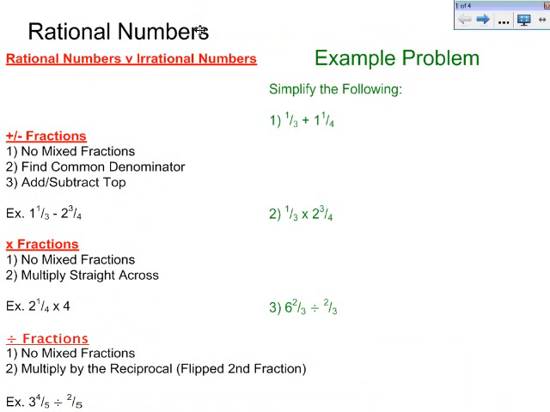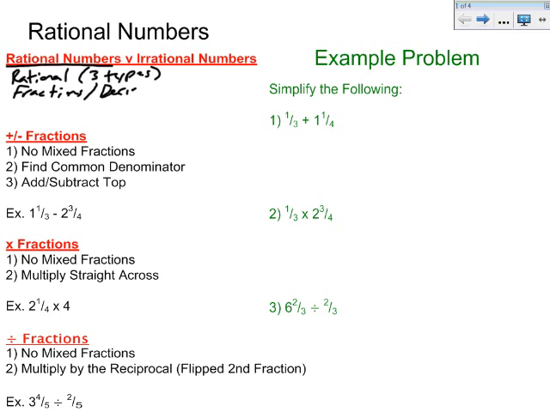So in this particular set, we're talking about rational numbers. It's very important to know the difference between rational numbers and irrational numbers. Rational numbers, there's three basic types. We have fractions, decimals, and integers.